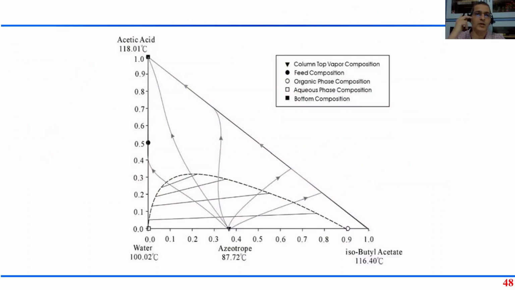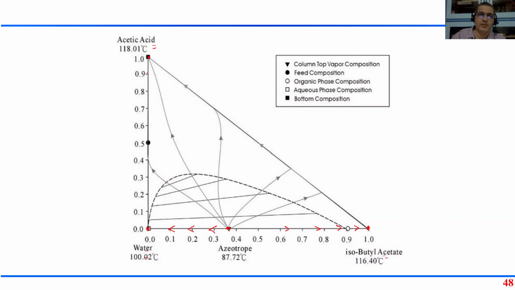Okay, here is how the residue curves are going to look. Acetic acid, top vertex, water here, isobutyl acetate here. This is 116.4, this water is 100, acetic acid 118. Acetic acid and water, they do not form an azeotrope, but water and butyl acetate form an azeotrope. It's a minimum boiling azeotrope. The residue curves are pointing away from the azeotrope towards these individual components.